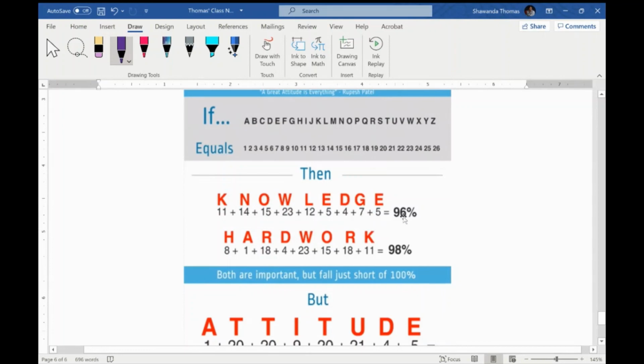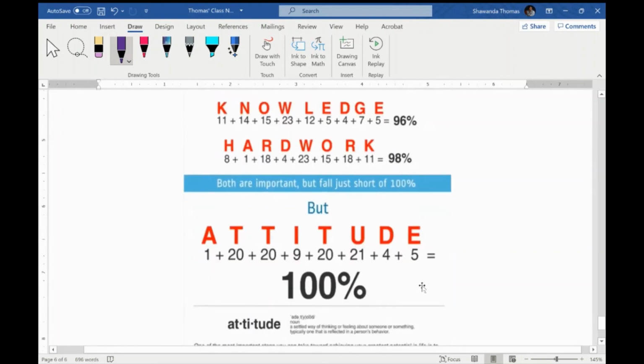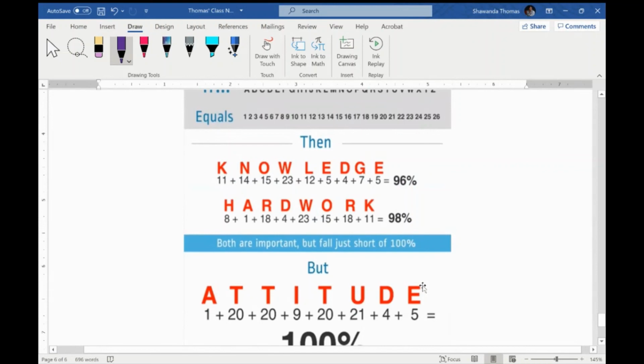They added that up. They got 96% when they added that. Hard work added up to be 98%. It says both are important but fall just short of 100%. But attitude equals 100%. Isn't that cute? Yeah, y'all see, I'm amused by things like this. Oh, look at that. So don't just have knowledge and work hard. Have a good attitude too. That's gonna take you that extra mile in life. All right.